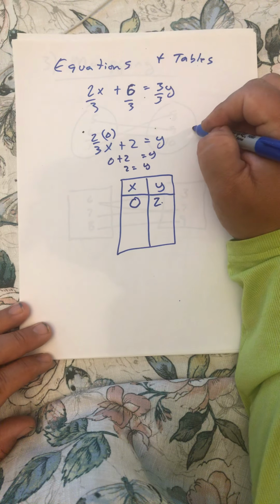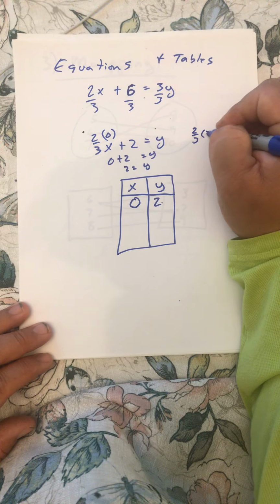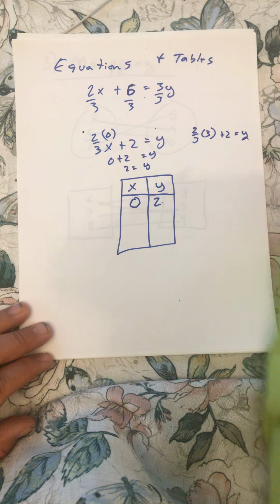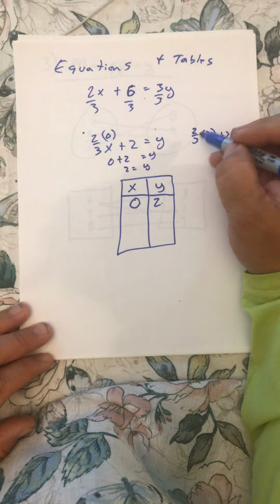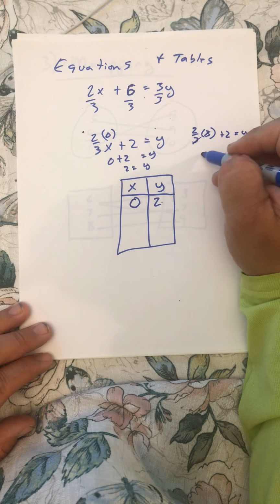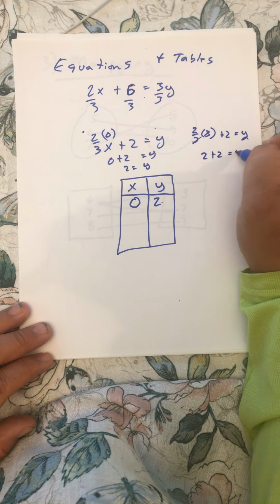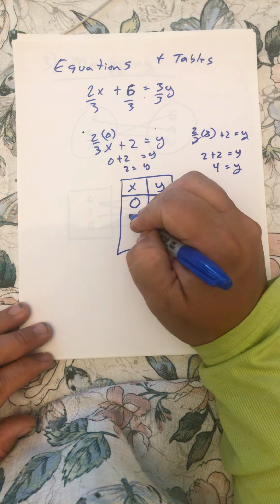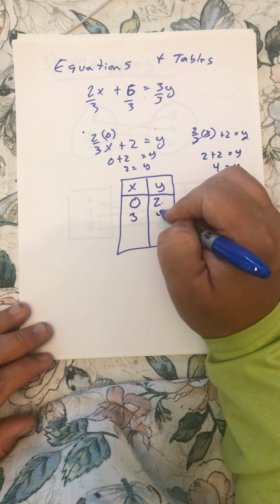So now let's try another one. Let's try a 3. So 2/3 times 3, and this is where I input it into the equation, and then I can do the calculation. Cross cancel, 2 plus 2, 4, y equals 4. So when my input is 3, my output will be 4.